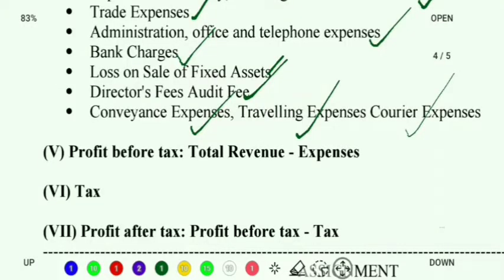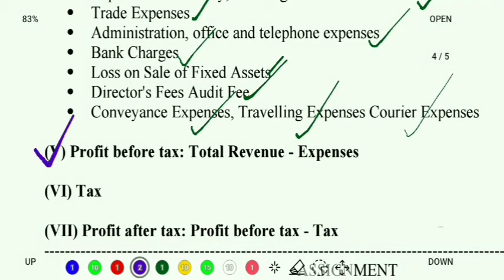So what is actually my profit before tax? My profit before tax is nothing but the total revenue minus total expenses. Generally, how do we calculate profit? We calculate profit by subtracting our expenses from the revenue, right? This is how we calculate profit. Same concept will be applied over here.